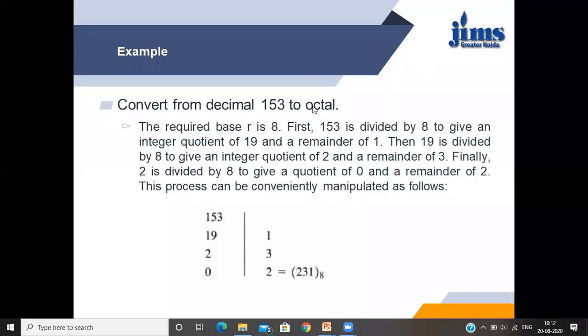So far in the last lecture, we have studied the different types of number systems and how to convert a decimal number into a different base number system. Now, it was the last example where we have converted 153 decimal number into an octal number, and the process to convert any decimal number into a base R number system is directly by the division process.